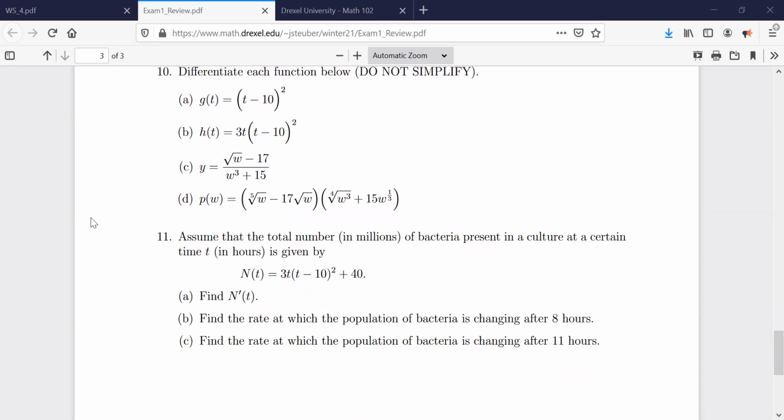So differentiate each function below, do not simplify, is actually easier for us to grade and easier for you to do if you do not simplify. So what am I doing for the first one? First one's just a really boring chain rule because the derivative of the inside is just 1. So I get 1 times 2 times t minus 10, and now that's to the 1. So that's just 2t minus 10.